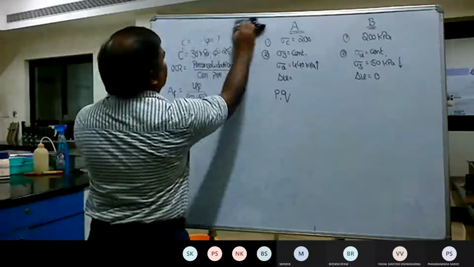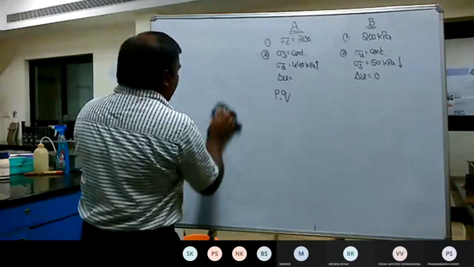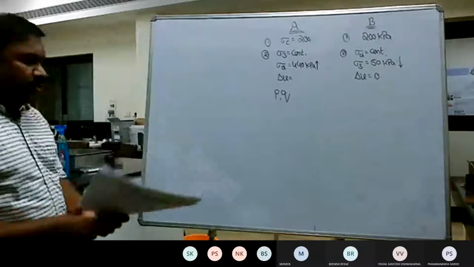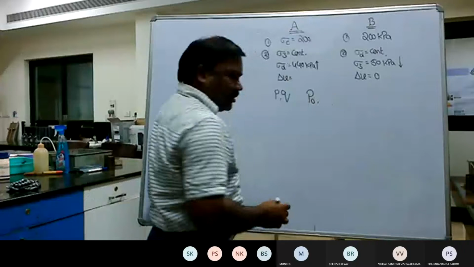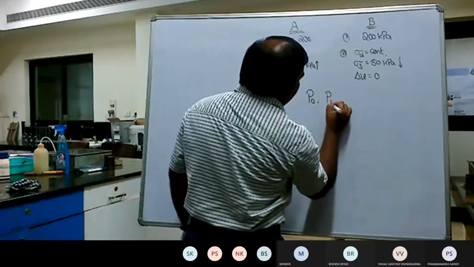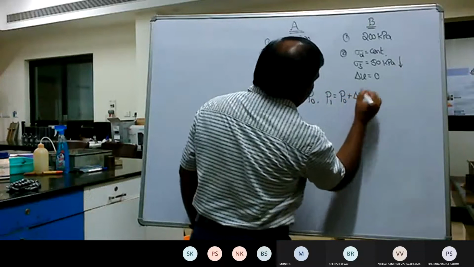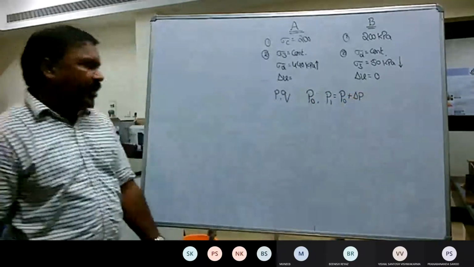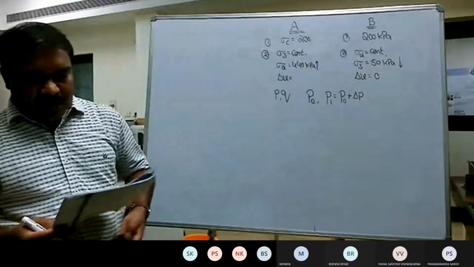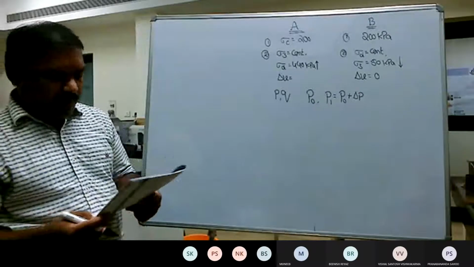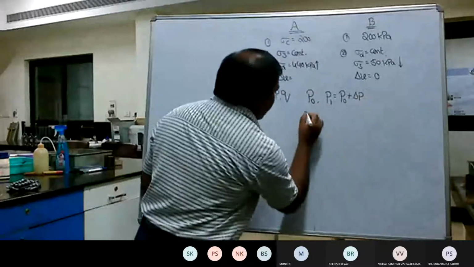So let us take one condition at a time. Just imagine, initially it is the P0 condition. Now it is increased to P1. So P1 can be written as P0 plus delta P. Based on the given condition of axisymmetric, isotropic loading, and so on, delta P and delta Q can be calculated.